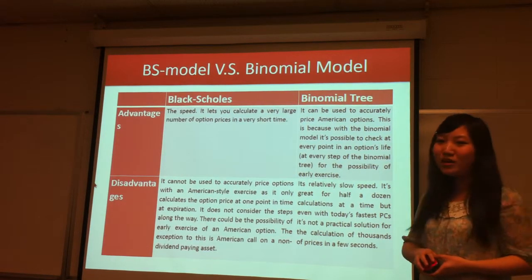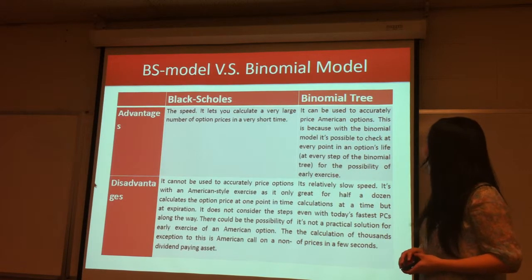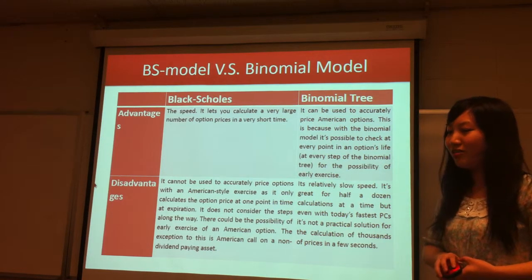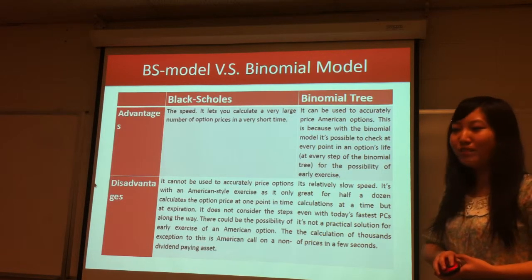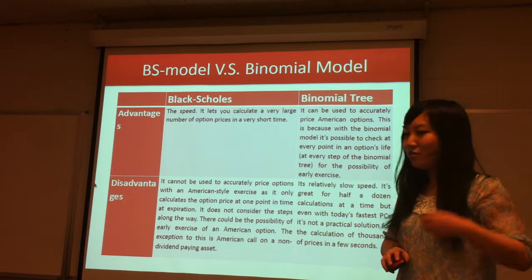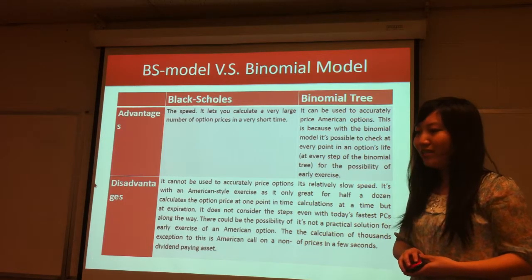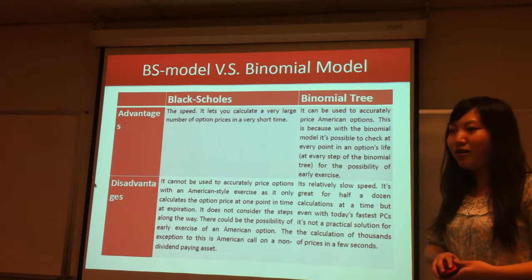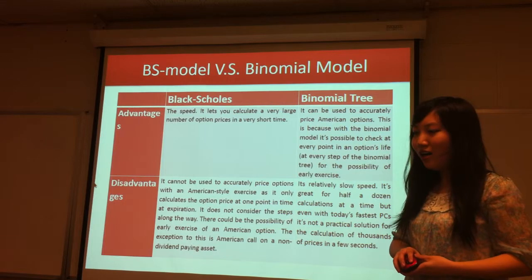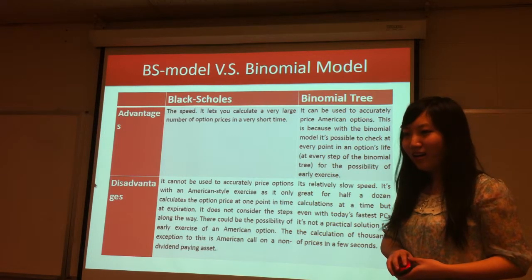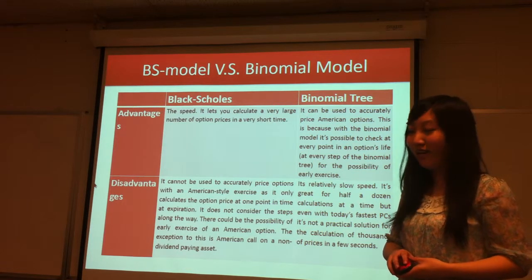Then we will compare these two models, the Black-Scholes model and the binomial tree model. First, the Black-Scholes model has a very high speed. It can calculate a very large number of option prices in a very short time. But the binomial tree model has very low speed. Even with very fast personal computers, it's not practical to calculate thousands of prices in a few seconds. A further advantage of the binomial tree is that it can be used to price American options. But Black-Scholes can only be used to calculate European options. It can't be used to calculate American style options.